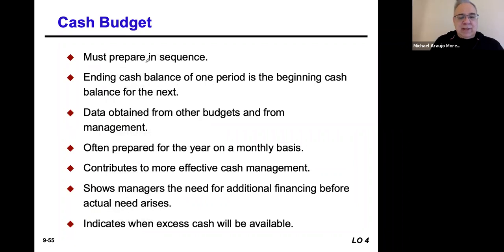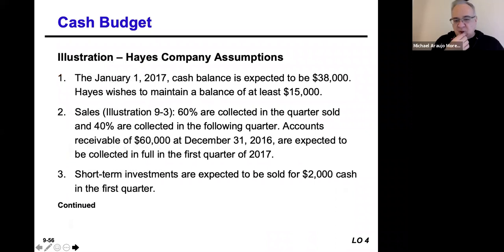So we're preparing this in sequence. Our cash budgets are actually done on a monthly basis. I think the book here gives you more quarterly-basis type of stuff. And it's really important to make sure that every company is effectively managing the cash that they have, and cash budgets allow them to do that. So here we go. Here's our illustration of our cash budget.